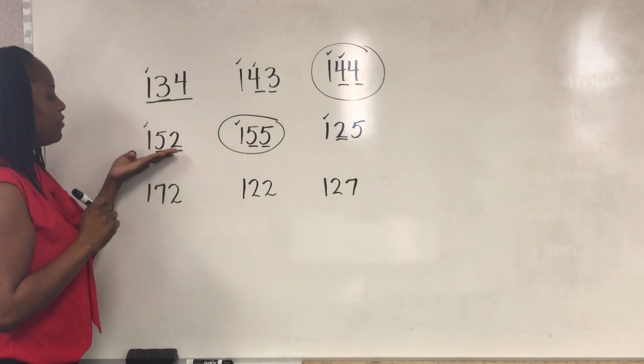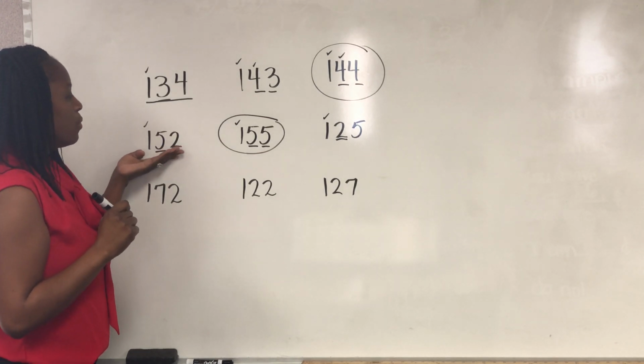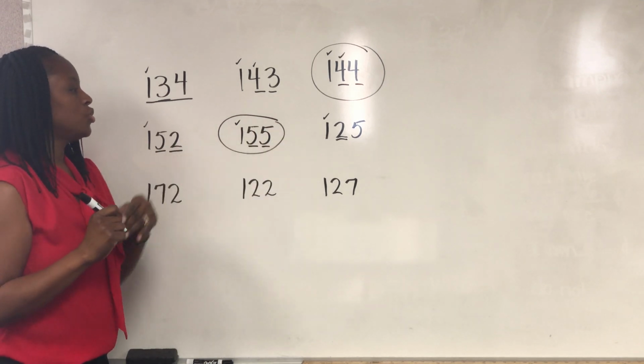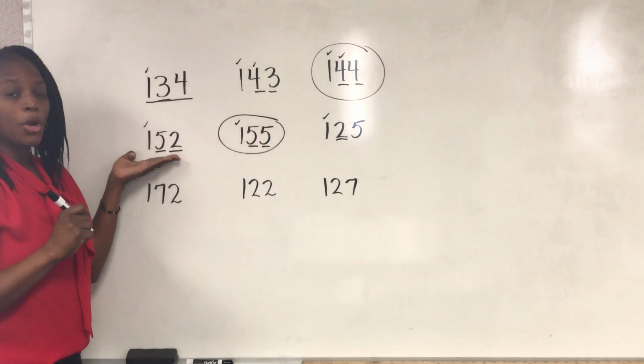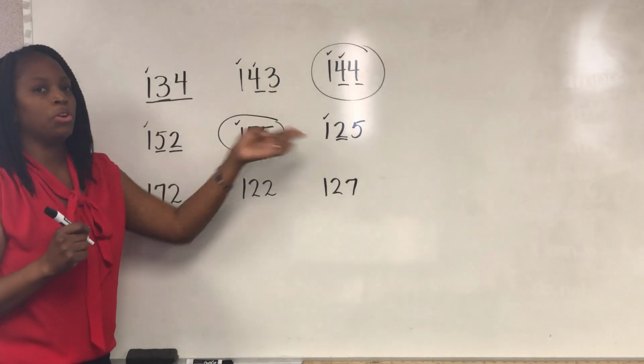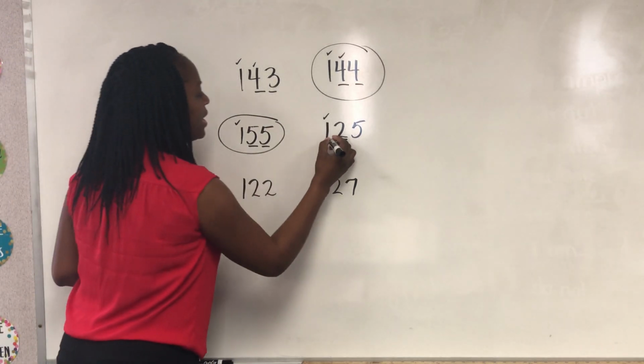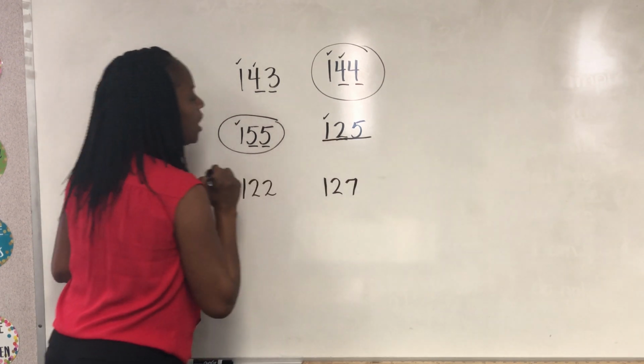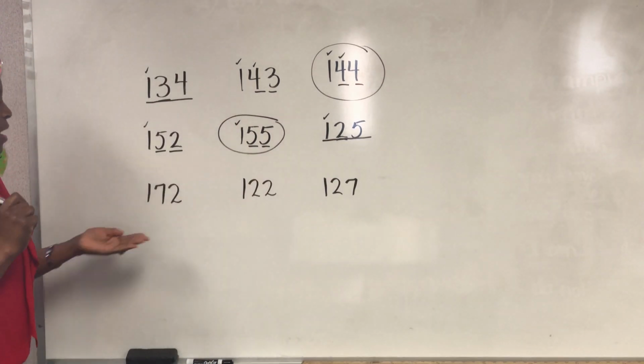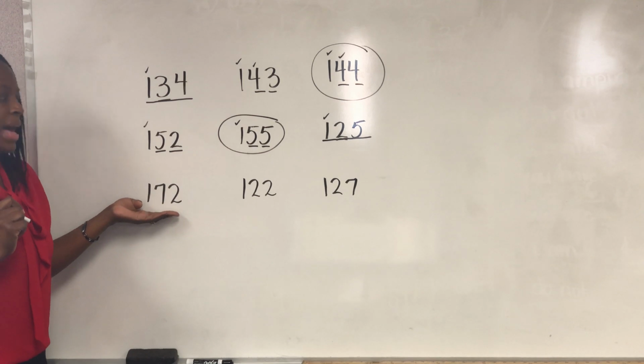Since 152, we're going to compare 152 and 125. We already determined that 152 is greater than 125. So we need to underline the least number. And that least number here is 125. All right, boys and girls, go ahead and do the last row.